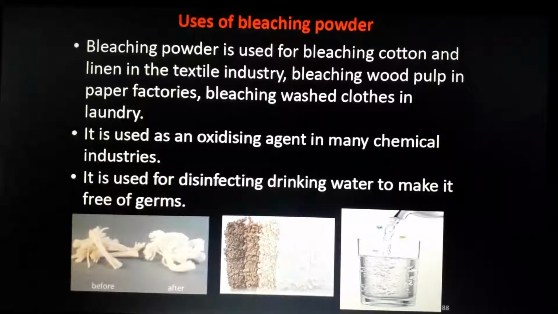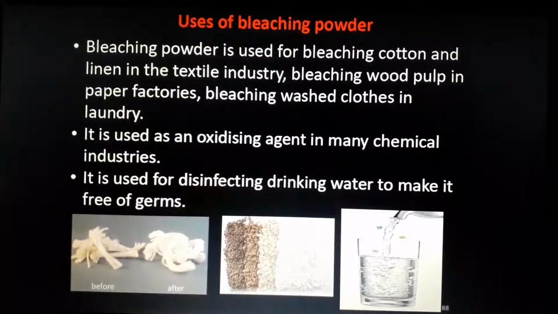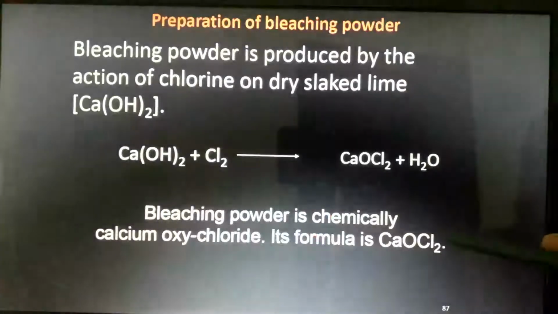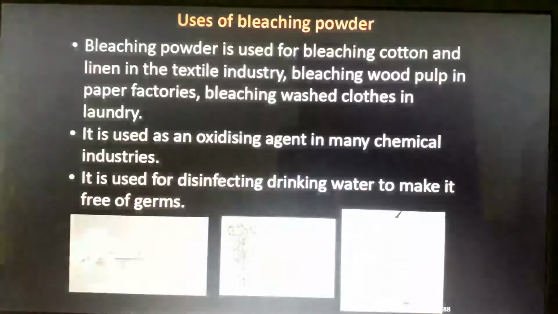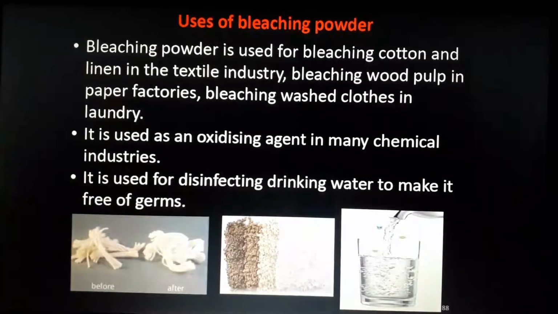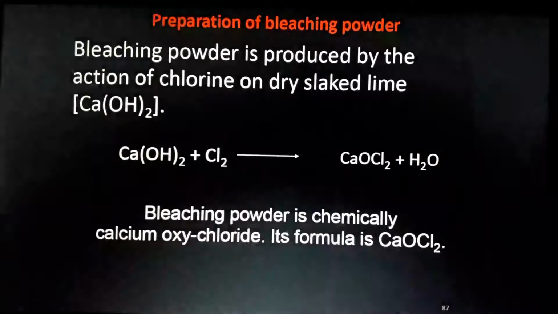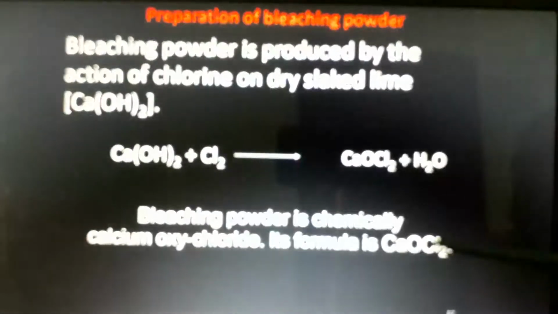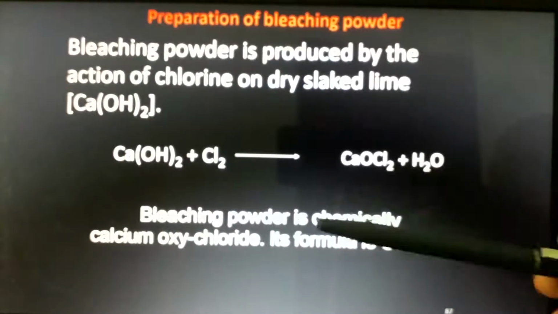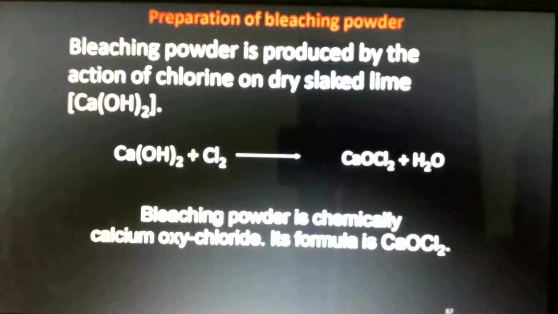It is used as an oxidizing agent in many chemical industries. Bleaching powder is used as an oxidizing agent also. It is used because chlorine is present here. That's why it is used as an oxidizing agent. It is used for disinfecting drinking water to make it free of germs. Whenever chlorine is present, we can say it is a disinfectant. It will kill the bacteria. No doubt regarding that, because chlorine is a very good disinfectant.